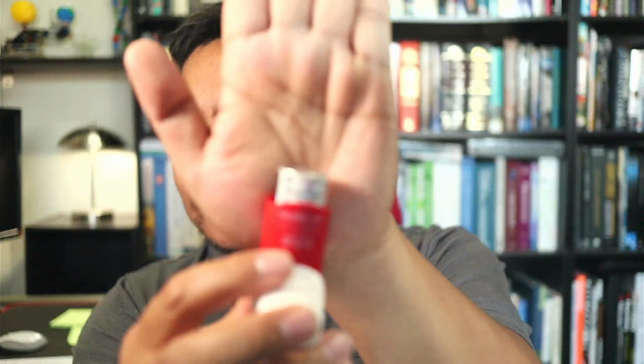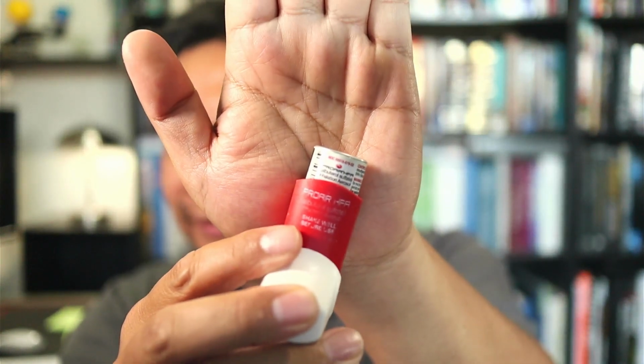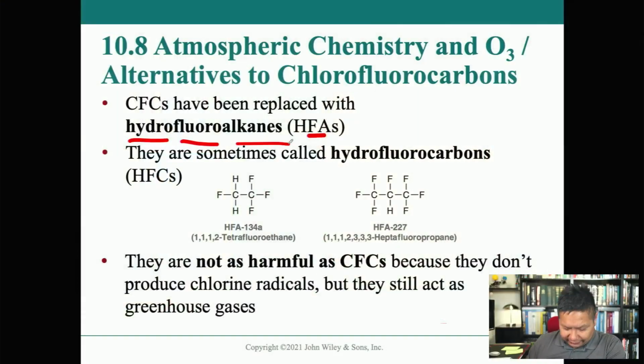Here, let me show you one more time so you know I'm not joking or lying to you, right? You see that? There it goes. ProAir HFA. Yep. Albuterol sulfate. Crazy stuff. Okay.